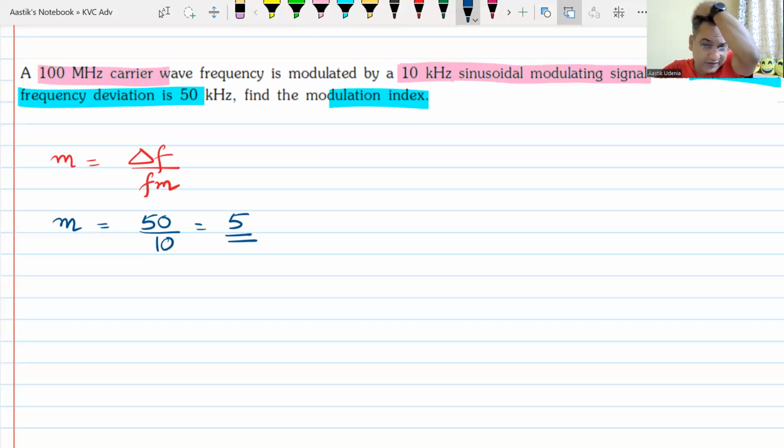We are done with this. In the next class, we will do wave optics, and it's a small topic, and I will try to cover it in the next class.